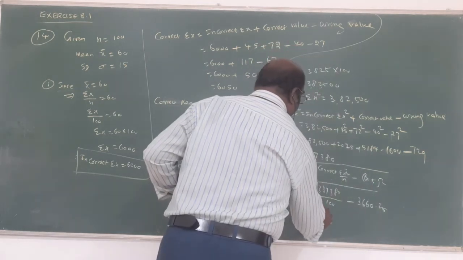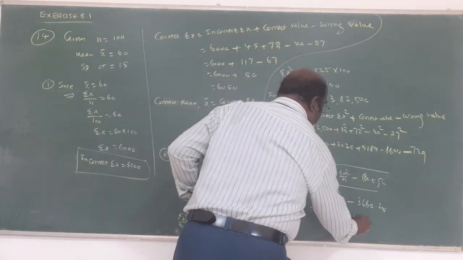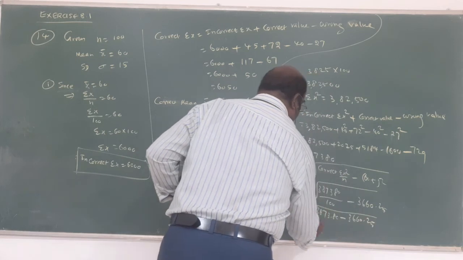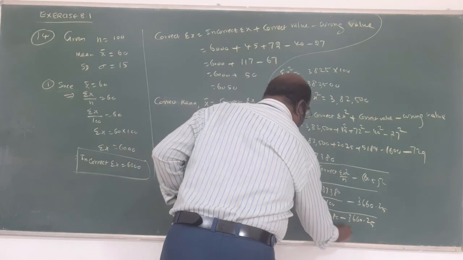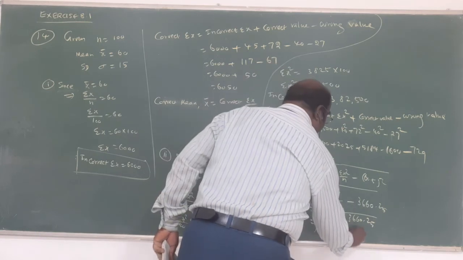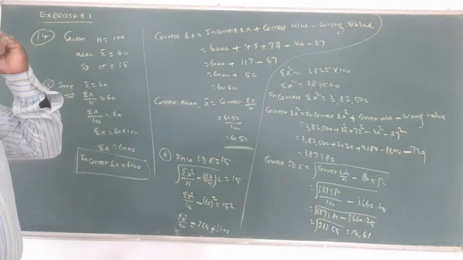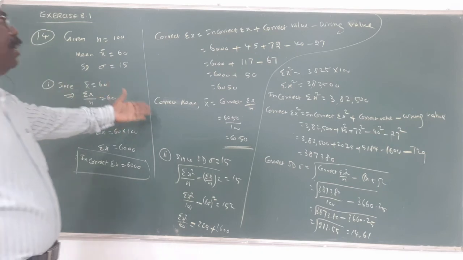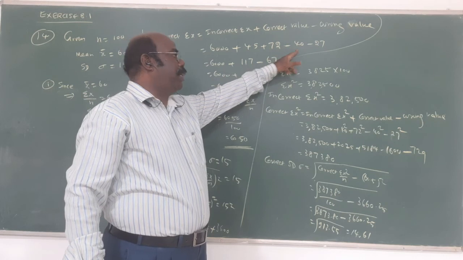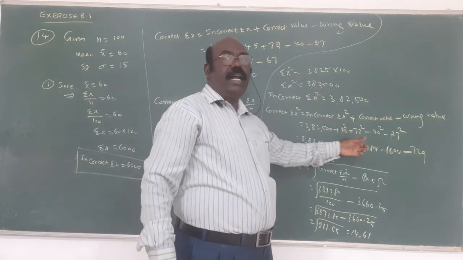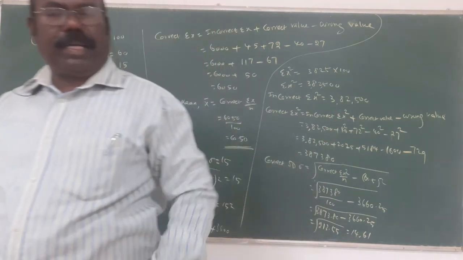Now divide 387380 by 100 minus 3660.25. Now subtract, we get the answer 213.55. Square root gives 14.61. Let the calculation be, but the concepts are easy. Mean means only adding and subtracting. The correct value should be added, the wrong should be subtracted. But for sigma x square, the correct one should be squared and added, the wrong one should be squared and subtracted. That's very important.